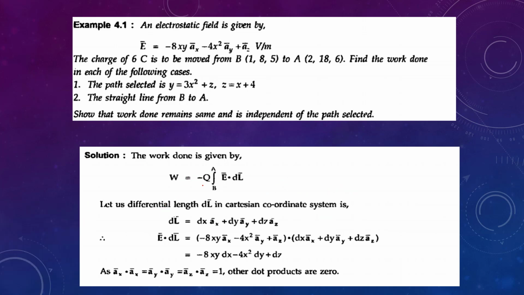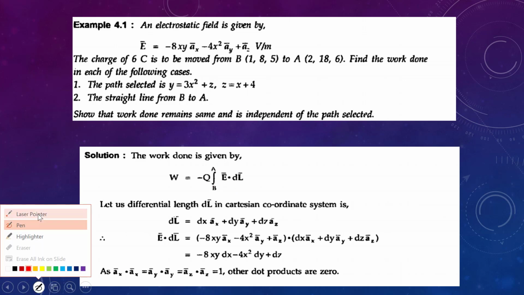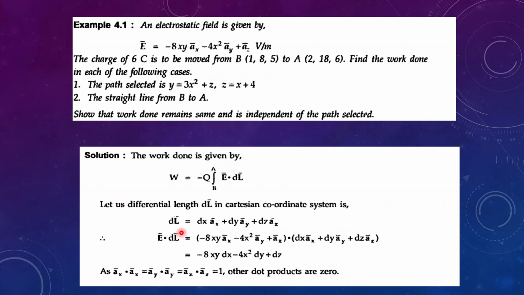So now we know the equation of work done. W is equal to minus Q. Integration, the initial point they have given is B. So we'll start with B to A, E bar dot dl bar. Okay. Now dl bar, we know that it is Cartesian system. So dl bar is dx ax plus dy ay cap plus dz az cap. And let us take the dot product of E bar and dl bar.